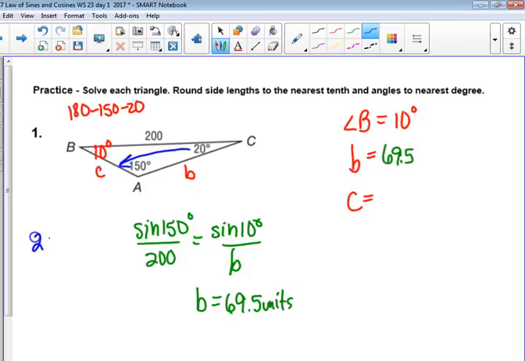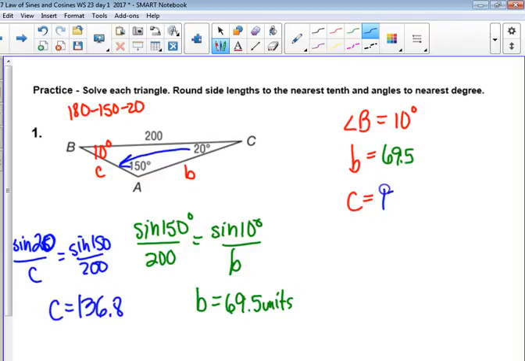So to find C, oh my goodness, I don't know what I just wrote. Sine of 20 is across from C. Sine of 150 over 200. Is it 126, 136? I kind of remember something like that. All right, any questions? Everybody doing okay?